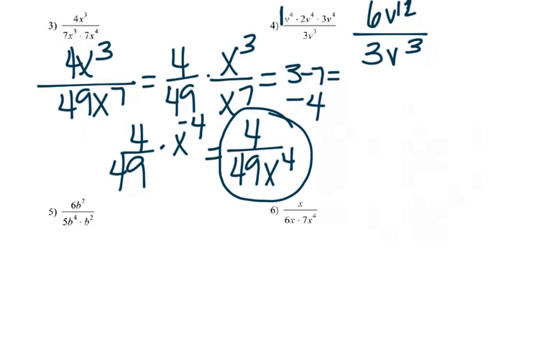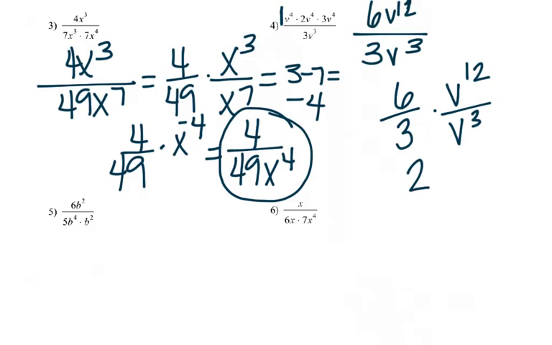Okay, from there we are going to split up our two fractions. So we have 6 over 3 times v to the 12th over v to the third. Then we just simplify. 6 over 3 can simplify to 2. V to the 12th divided by v to the third, we're going to subtract 12 minus 3, which is 9. So that gives us v to the 9th power. And so that is your final answer.